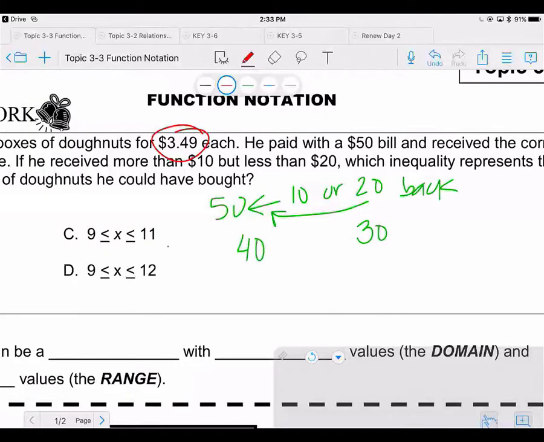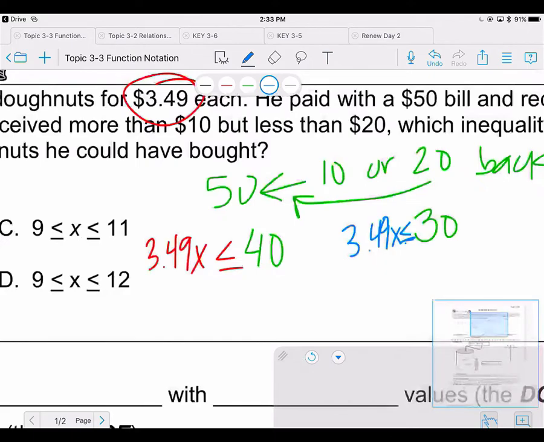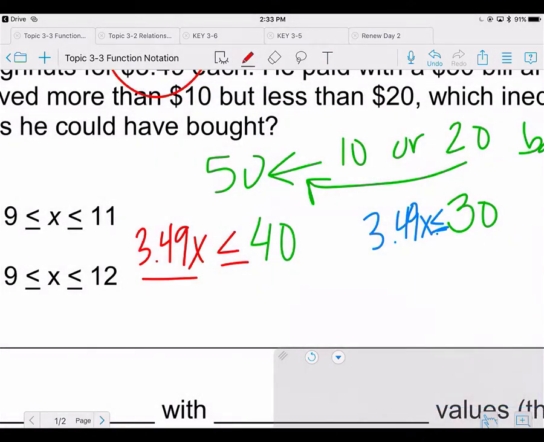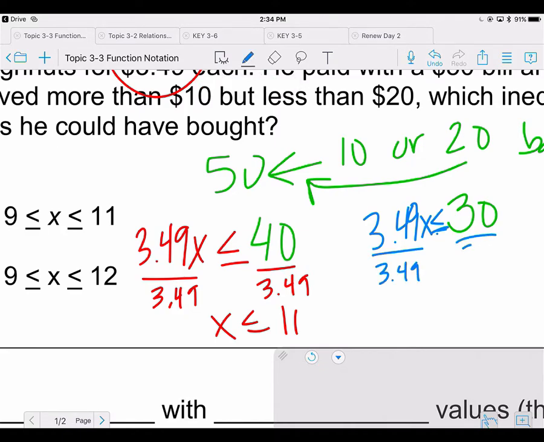$3.49 times X would need to be less than or equal to 40. And then 349X could be less than or equal to 30. For both inequalities, I'm going to divide by 349. So if he had $40 divided by 349, he could have bought 11 donuts. And if he had 30, I would divide by 349 on both sides, and X is less than or equal to 8.